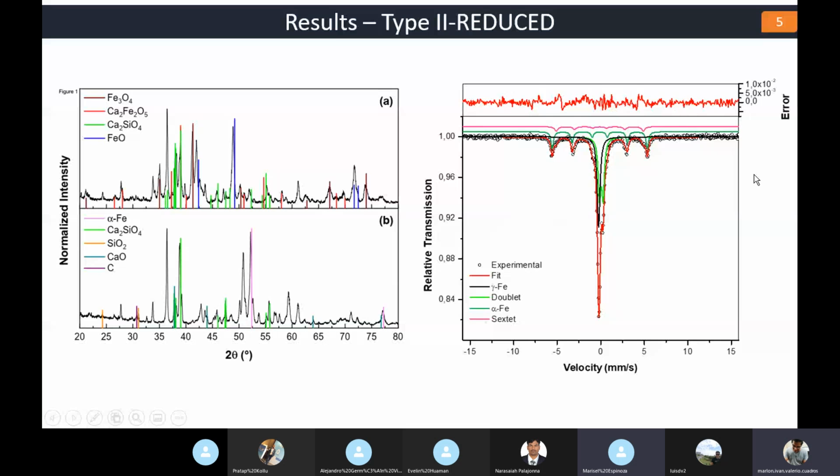When measured at room temperature, in this sample we identified alpha iron, the typical sextet of alpha iron, and the presence of a doublet and gamma iron. In this case, we don't identify what element or compound represents this discrete sextet. We are working on this sample.